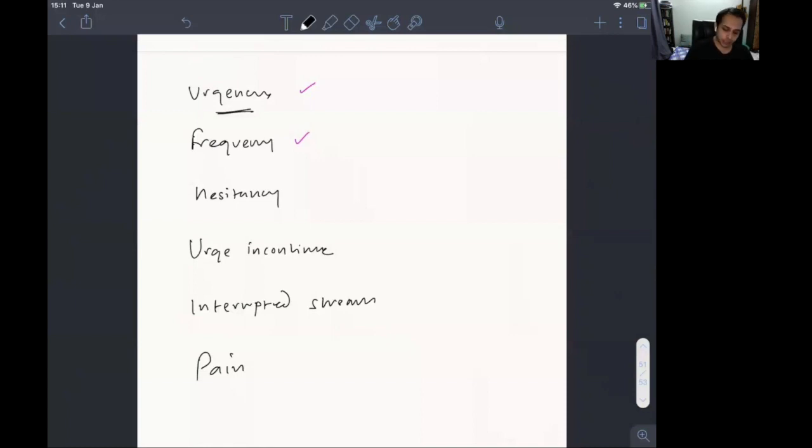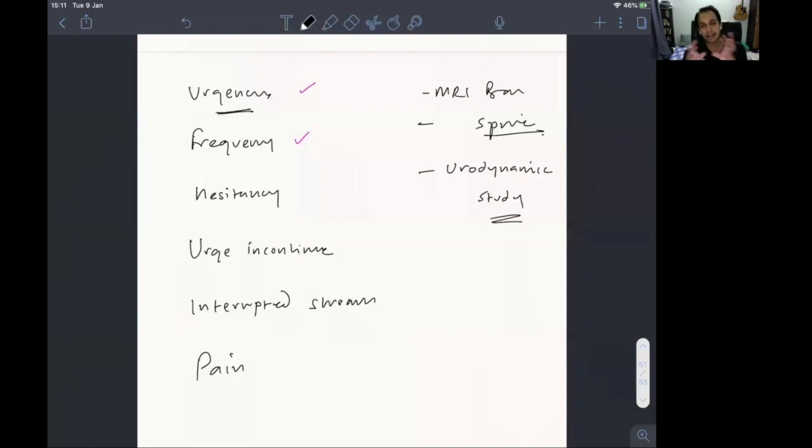And coming to investigations, depending on where you have localized the lesion, you can go for an MRI brain, MRI spine, and a urodynamic study. So that tests for your bladder contraction, your bladder motility, and how much. This is combined with the ultrasound. So that tests for what is the bladder post-voidal residue in the bladder.